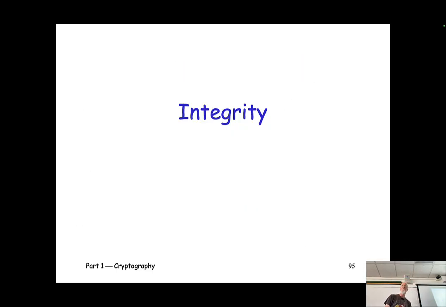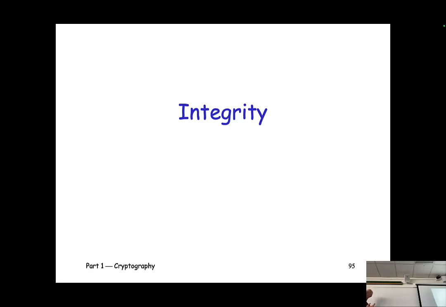Okay, integrity. So everything we've done so far deals with confidentiality, right? We're trying to protect the bits. We're trying to prevent Trudy from reading those bits. No unauthorized reading of the data. What is integrity? What's our definition of integrity? Detecting when something's changed. We want to detect unauthorized writing, right? We want to be able to detect it when somebody changes the data.